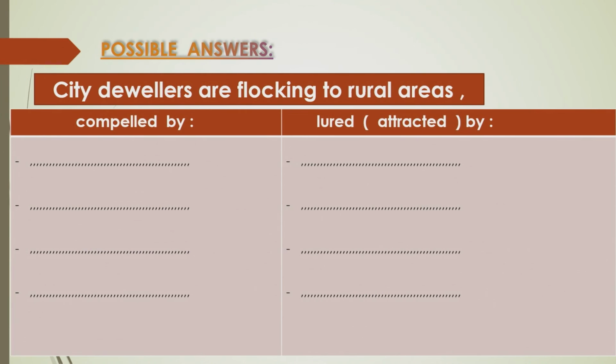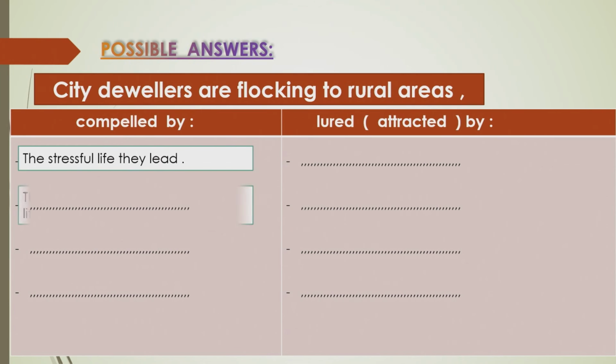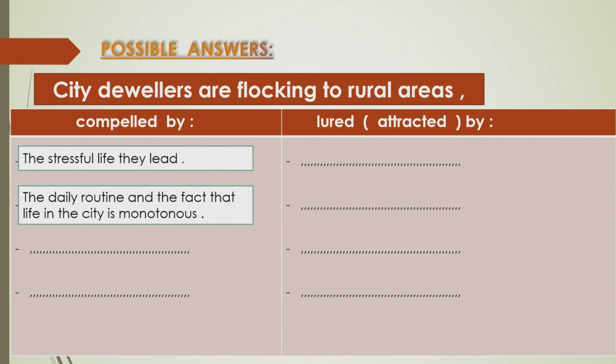So, now that we have watched the video, I guess we can come up with very important information related to the table. City dwellers are flocking to rural areas, compelled by many factors. Maybe the first one would be the stressful life they lead, the daily routine, and the fact that life in the city is monotonous.